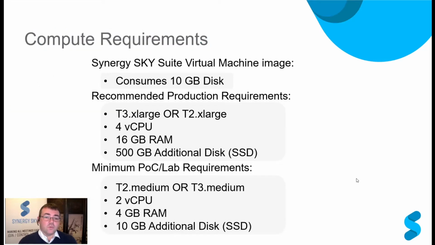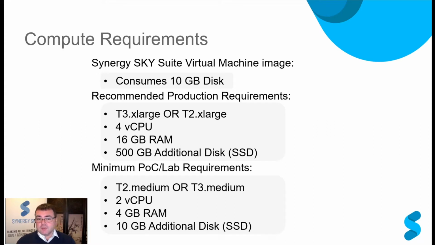Okay, so with AWS compute requirements, the image itself for Synergy Sky Suite will consume a 10 gig disk. But outside of that, recommended production requirements for compute is a T3 X large or a T2 X large, which both have 4 vCPUs and 16 gig of RAM. We also need to assign a 500 gig additional SSD disk. This is for the database as we progress.